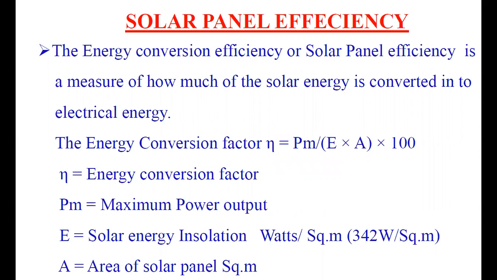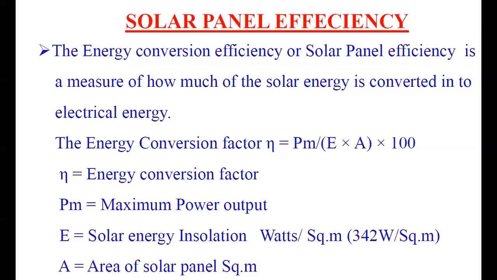What is meant by the solar panel efficiency? The solar panel efficiency, or the energy conversion efficiency of a solar panel, is a measure of how much of the solar energy is converted into electrical energy. It is also known as the energy conversion factor of the solar panel. The energy conversion factor, or solar panel efficiency, is calculated as eta equal to Pm by E into A into 100, where eta is the energy conversion factor, Pm is the maximum power output.